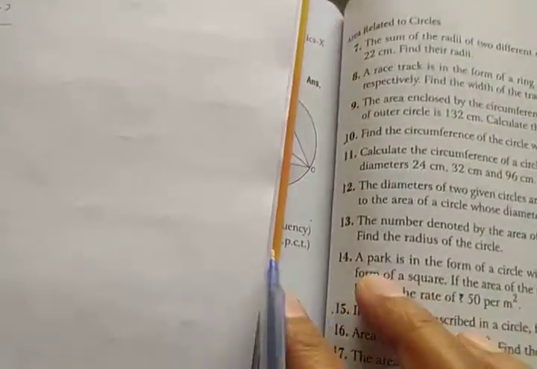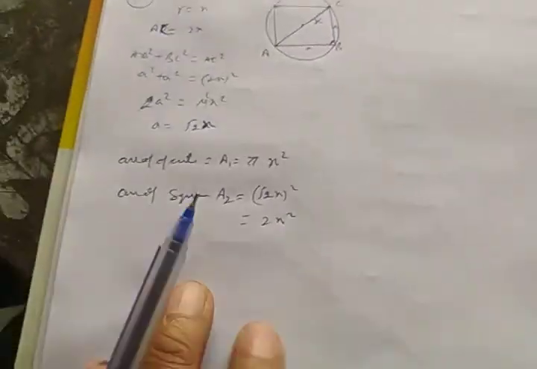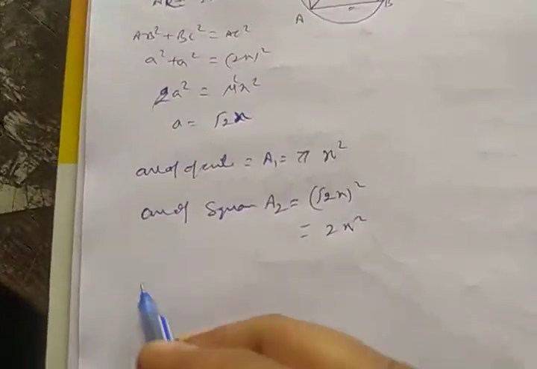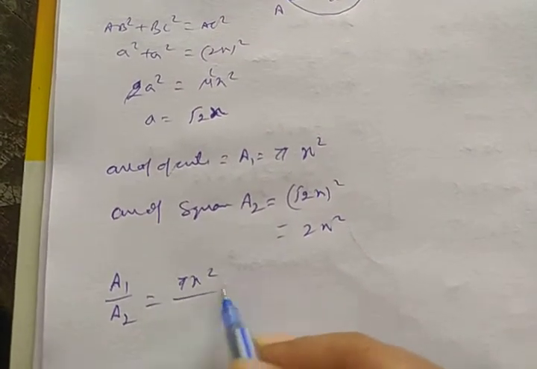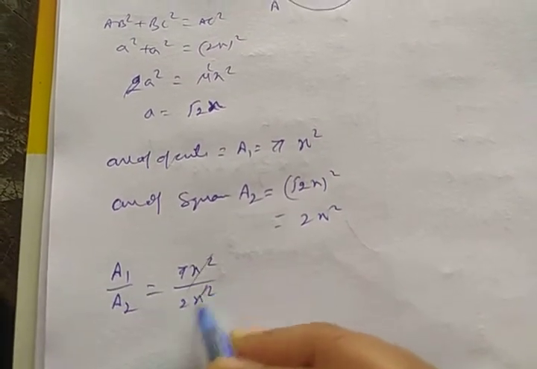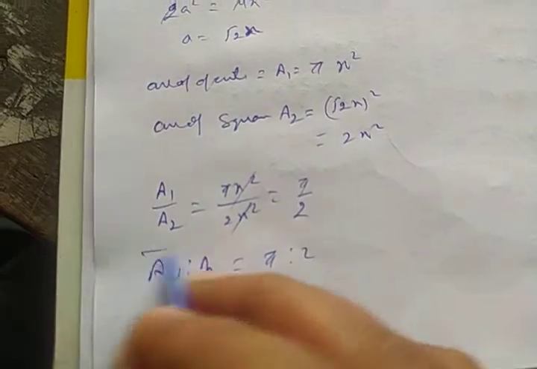First it is circle, then the square. It does mean the circle will be kept upside. A1 upon A2 you have to calculate. A1 is pi x square upon 2x square. This is cancelled, pi upon 2. Then A1 ratio A2 is equal to pi ratio 2. This is the answer.